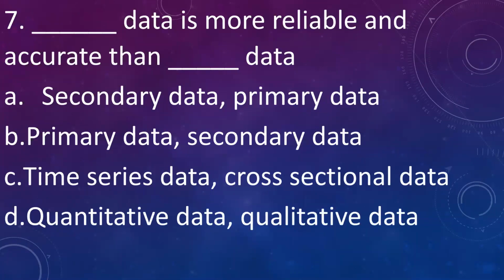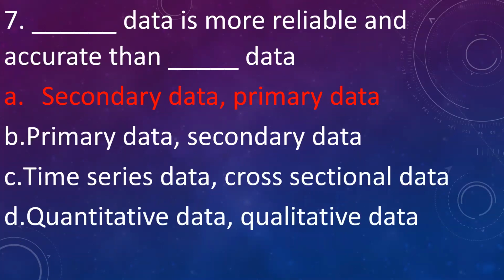Then dash data is more reliable and accurate than dash data. Options: A, secondary data, primary data, B, primary data, secondary data, C, time series data, cross-sectional data, D, quantitative data and qualitative data. Answer is B, primary data is more reliable and accurate than secondary data, because secondary data is one which is published in published form, and primary data is one which a researcher or an investigator himself collects.